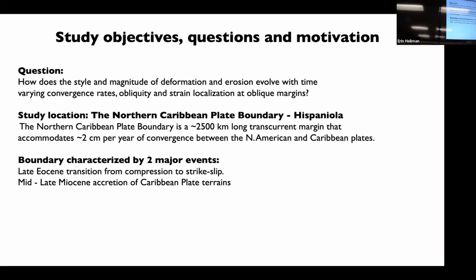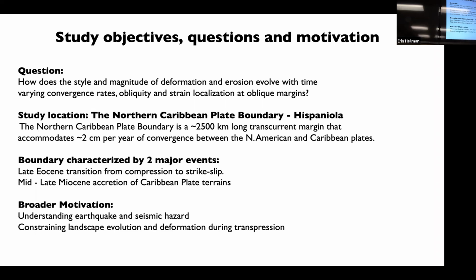The boundary itself is characterized by 2 major events that are going to be important to remember throughout the talk. A late Eocene transition from compression to strike slip, so right around 50 million years ago, and then a mid to late Miocene accretion of the southern terranes in Hispaniola, these Caribbean plate terranes.